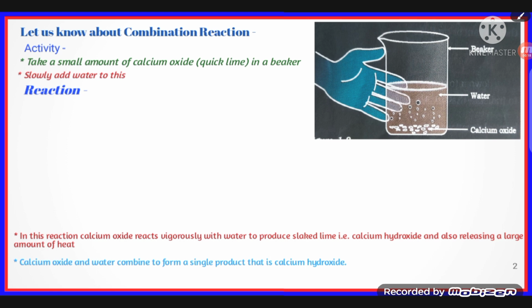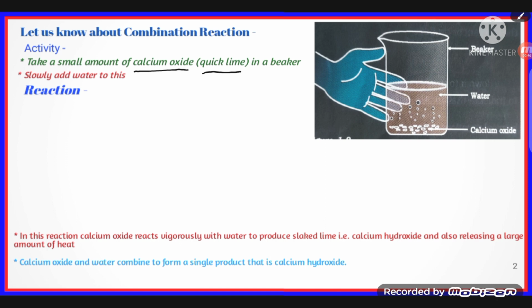Let us know about combination reaction. Here one activity is given in your textbook. Let us know about it. In this activity, we take a small amount of calcium oxide, also known as quicklime, in a beaker and slowly add water to this. Look at this picture.